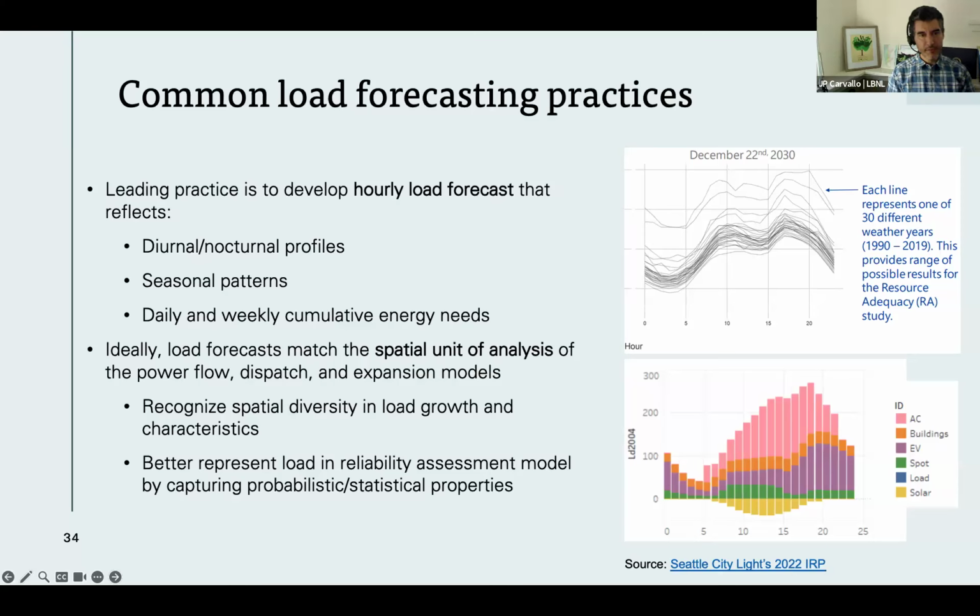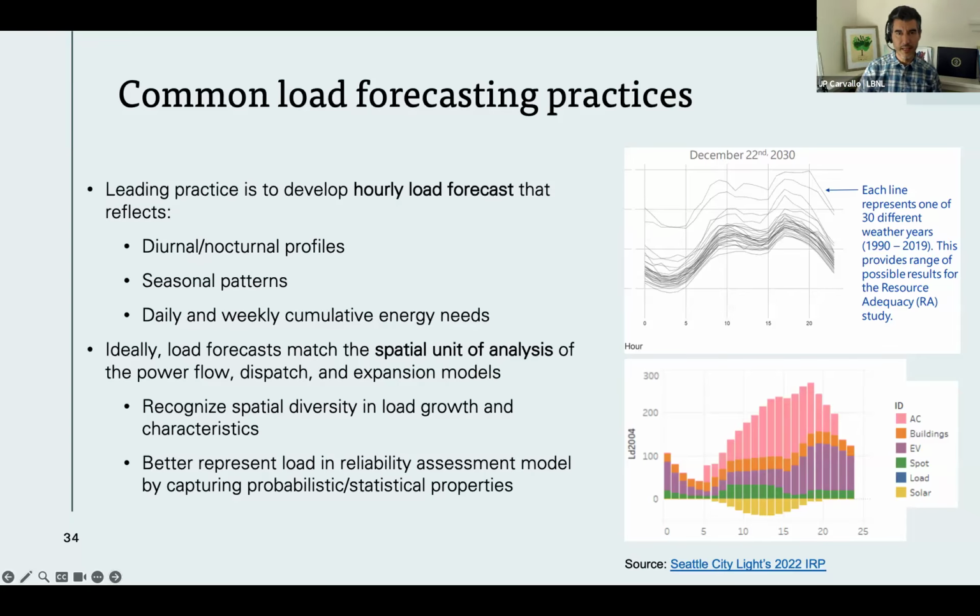So with that, I'm going to reiterate a few things that Allison said in terms of what are common load forecasting practices that we see in both bulk power systems and distribution systems. So one leading practice that we see now in both is the fact that they're developing hourly load forecasts. Both in the bulk power system, these load aggregations, even though they're spatially aggregated, have been trending to develop hourly patterns.